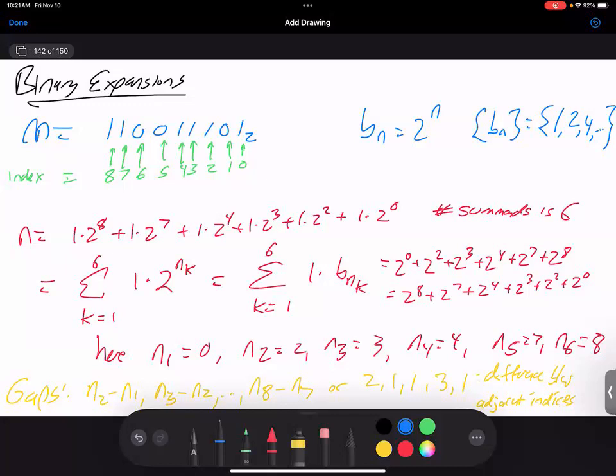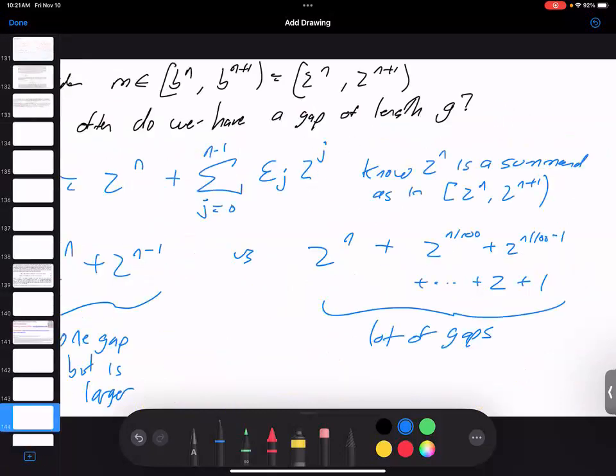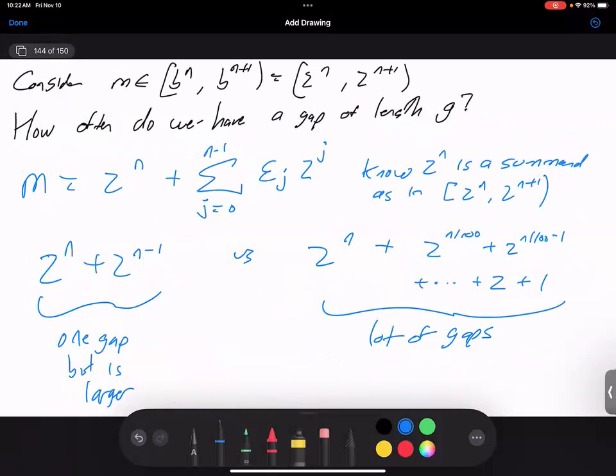So in fact, if I just give you the number 2^n, then there'd be no gaps. If I give you 2^n plus 2^(n-1), there's 1 gap. And they're adjacent in terms of their indices. Physically, the numbers are very far apart. But if I'm looking at how long it takes to get from one index to the next, I only have to increase by 1. So the gap would just be 1.